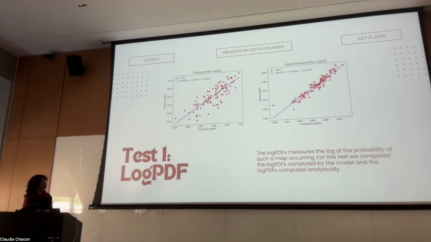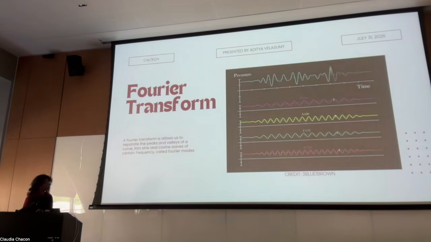On the left side, we have the validation maps, which we use to send from our maps to the white noise. And you can see here that the correlation is actually very good. It's almost 1. And so this helps us understand how accurately our model is learning the distribution. And before we go into our next test, it's important that we understand what the Fourier transform is.